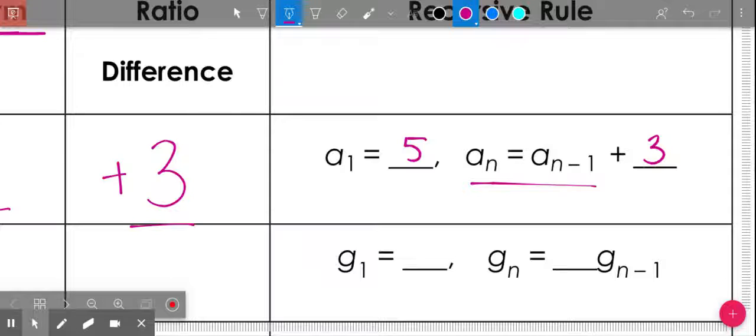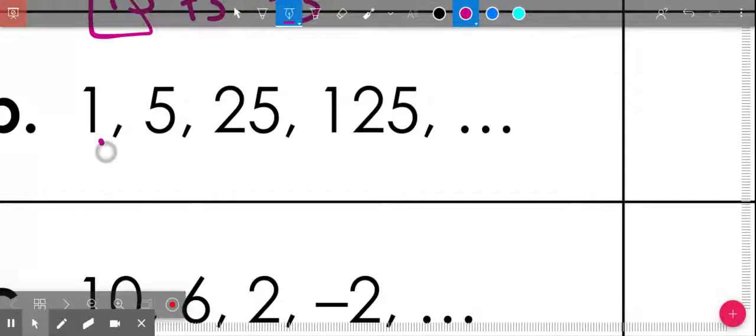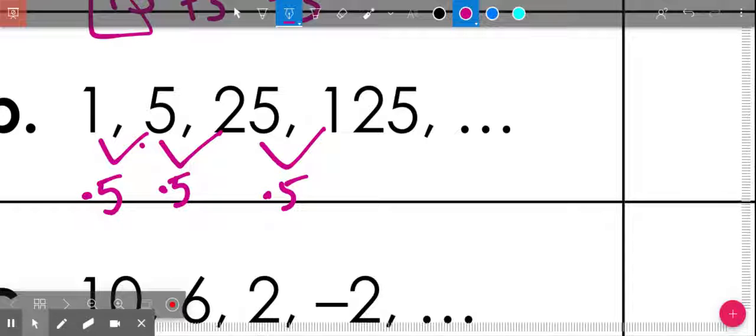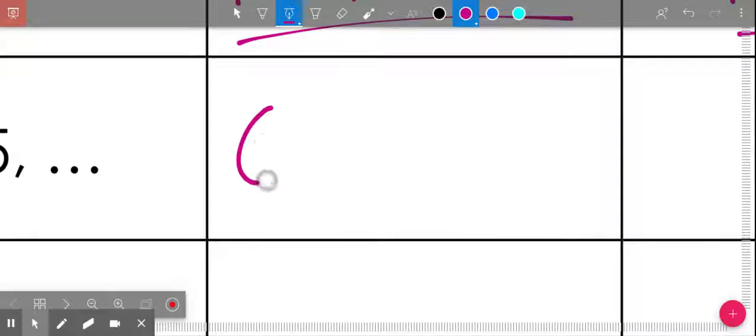Now, right now I gave you all this stuff, but we're going to start getting used to writing that as well. The next one. To go from 1 to 5, we add 4. But then we notice 5 to 25, adding 4 doesn't work anymore. So that means we have to look at what we can multiply by. We can multiply 1 times 5 to get to 5. And then 5 times 5 gets me to 25. 25 times 5 gets me to 125. Since we're multiplying by something every time, that makes this geometric.